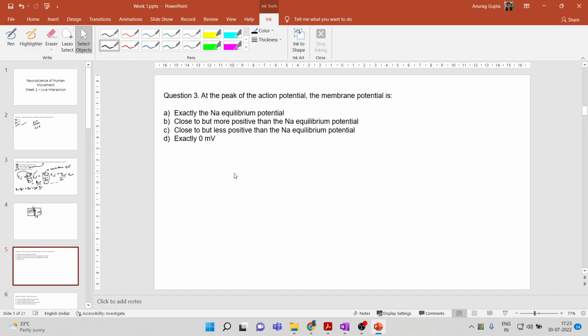Okay, I'll go to the next MCQ. At the peak of the action potential, the membrane potential is: A, exactly the Na plus equilibrium potential; B, close to but more positive than the sodium equilibrium potential; C, close but less positive than the Na equilibrium potential; or D, exactly 0 millivolts. So you guys can answer this question. I'll give you 30 seconds to answer this. Let me put a timer for 30 seconds.